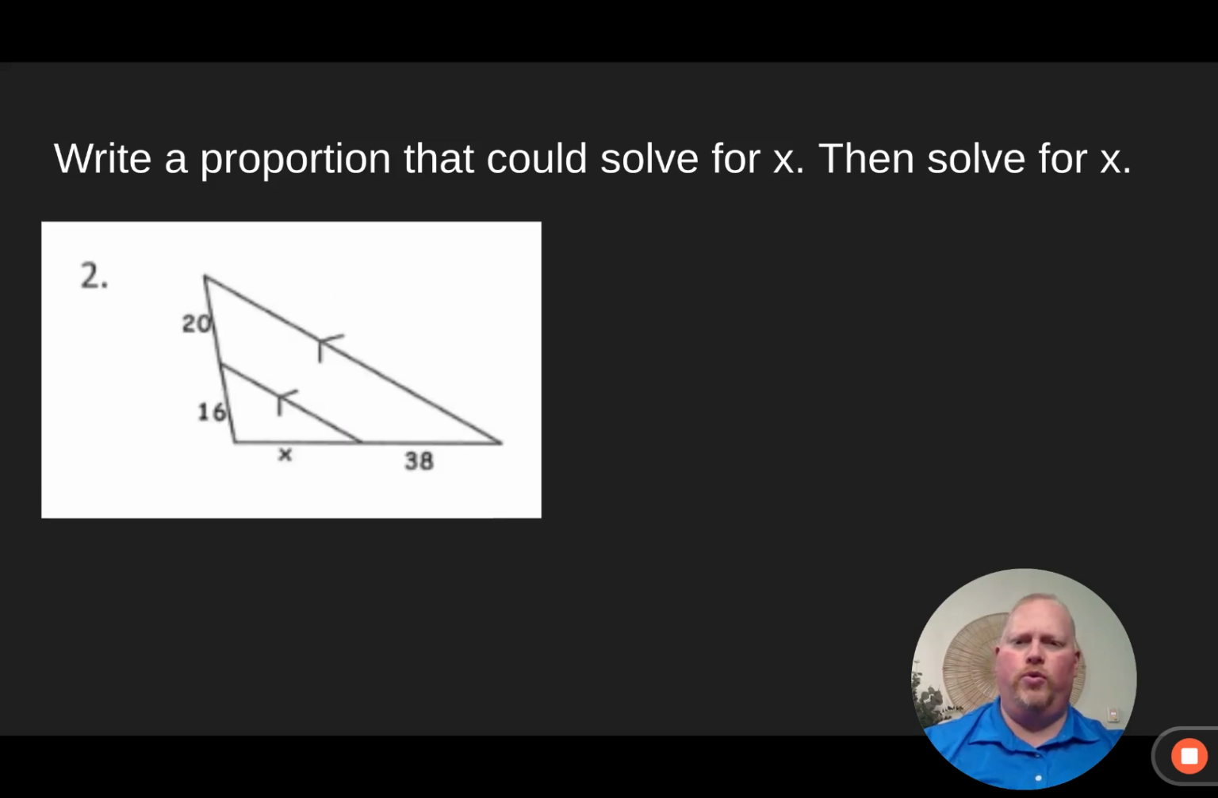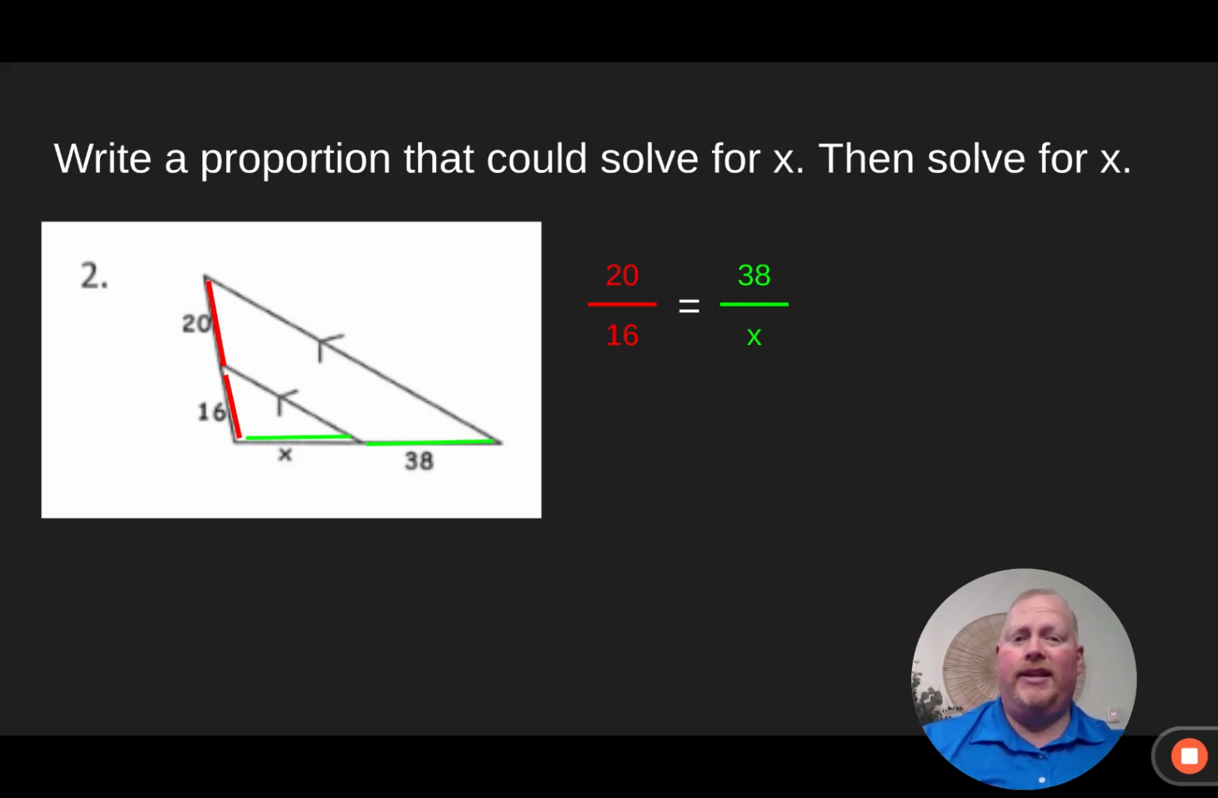Question number 2. Same deal. Those sides are split up proportionally. So we can start anywhere that we want to. I'm going to choose to start with the 20. And I can set it up as 20 over, let's go with 16. Okay, those two are along the same line. That's a good way to start. And then I'm going to do the same thing to the other side of the triangle. So if I started with 20 over 16, then the other fraction would be 38 over x.